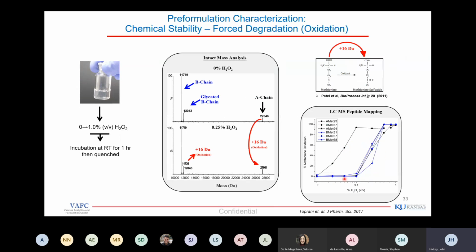And then finally, in terms of oxidation susceptibility, we treated the sample with hydrogen peroxide, and then again performed intact mass and LC-MS peptide mapping. We were able to see by intact mass oxidation shifts by 16 Daltons, which is the typical mass increase you would see with oxidation species. And then through peptide mapping, we're able to identify the methionine susceptible to oxidation. Namely, this MET 37 in the A chain was the most susceptible compared to the other MET residues in the A and B chains.